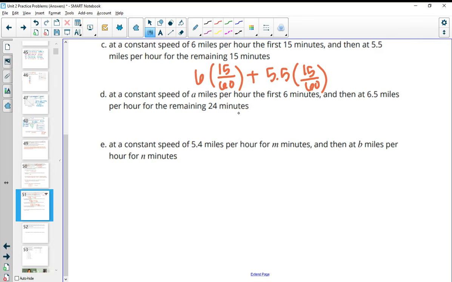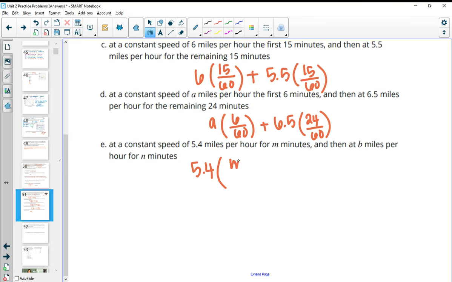D, a constant rate of speed for A miles an hour. So her speed is A. Her time is 6 out of 60 minutes. And then a speed of 6.5, or her rate, times 24 out of 60 minutes. Part E, at a constant speed of 5.4 miles per hour for M minutes. So remember, that's still minutes, so we need to do out of 60. And then a speed of B miles per hour for N minutes. So N out of 60.